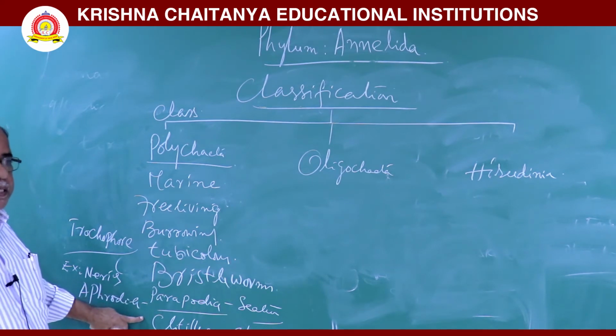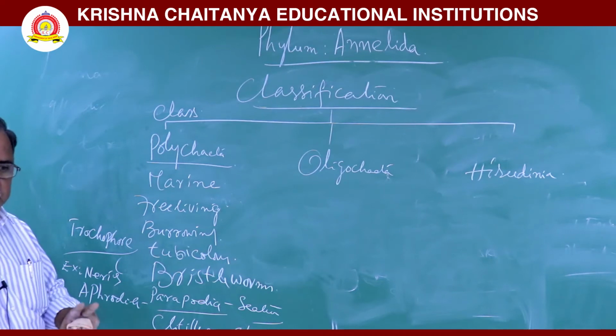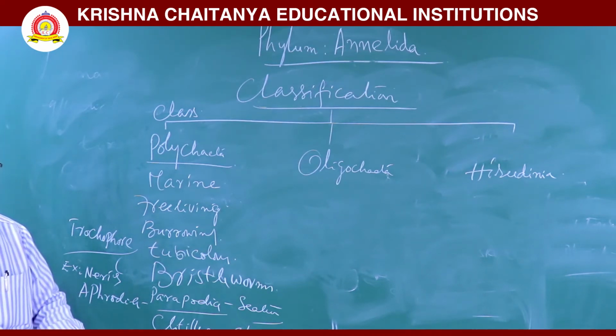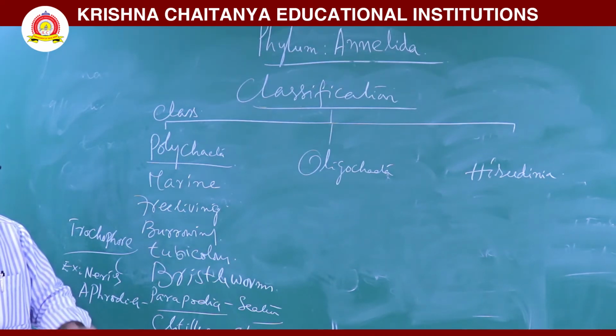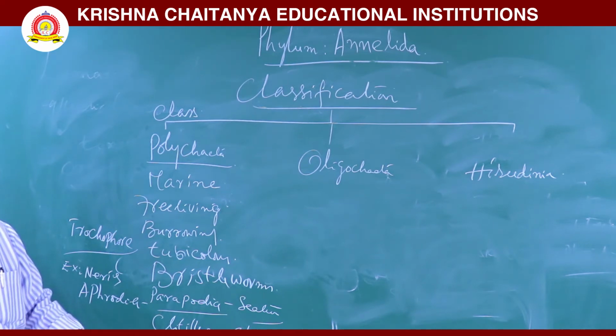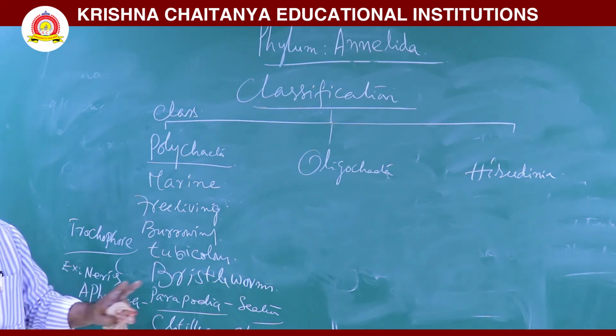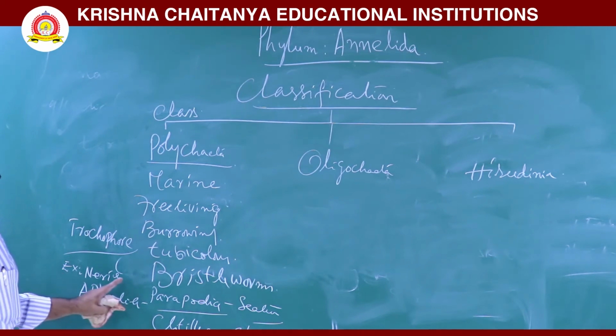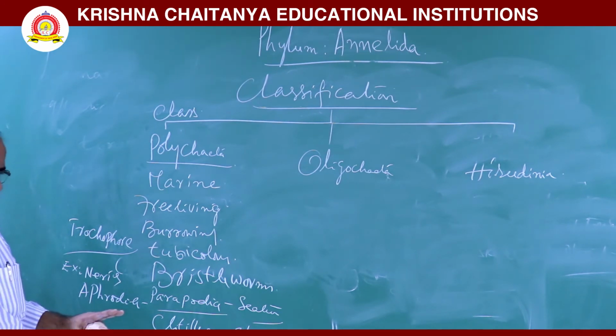Here clitellum is absent. They are dioecious, that means unisexual animals. Sexes are separate, male and females are separate here. Here gonoducts are absent. Gametes are released into the coelom. These come out through nephridiophores. External fertilization occurs.